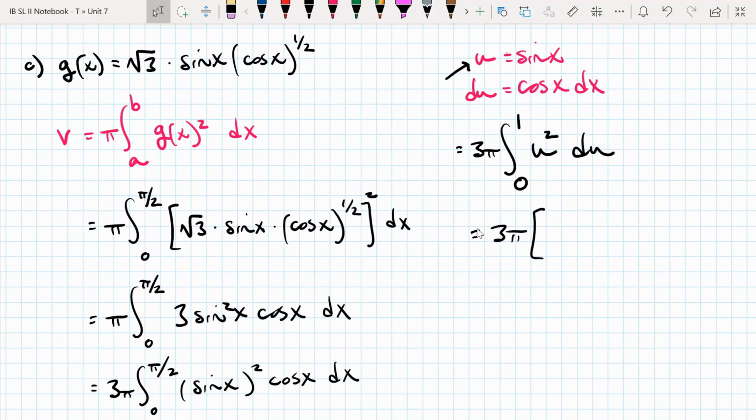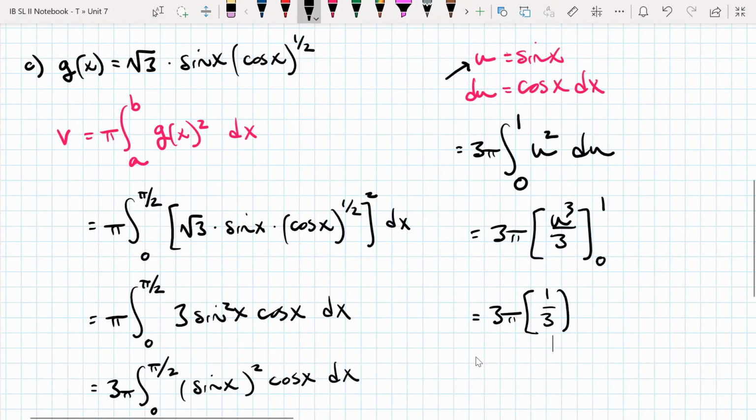So to integrate this now, we're just going to integrate everything in terms of u. This becomes u cubed over 3, evaluated from 0 to 1. Now the 0 term will go away. All we have to do is plug in 1 for u and then simplify to get our answer. So we get 3 pi times 1/3. This is just going to be pi.